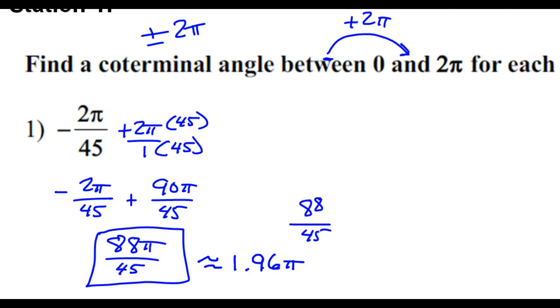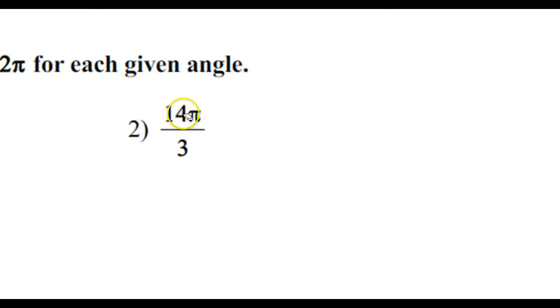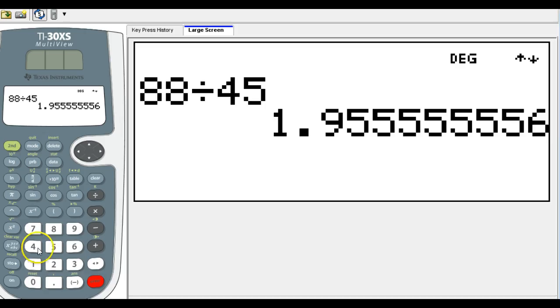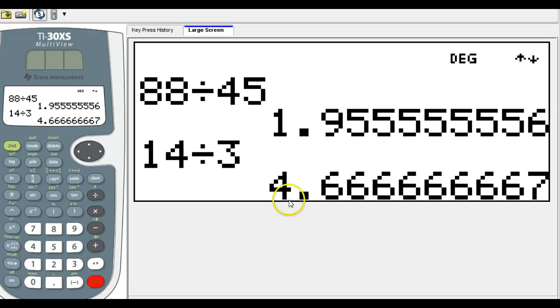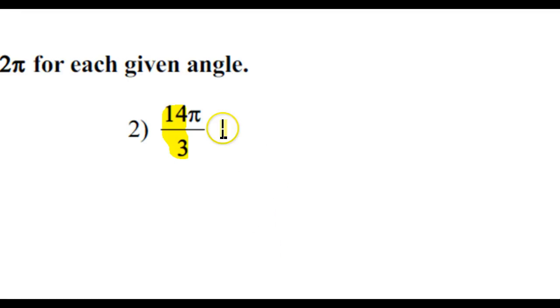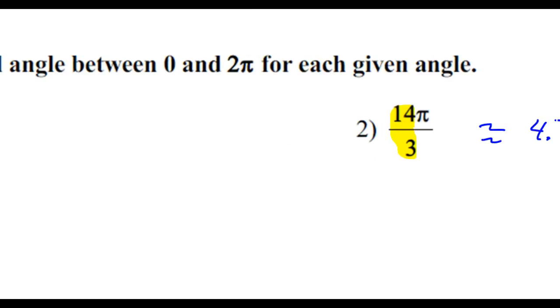Let's do one more example. Alright, this is already positive. So why do we even need a coterminal angle? Well, let's look at the 14 over 3 part. 14 divided by 3, well, that is 4.7. So this whole expression is approximately equal to 4.7 pi. So that is significantly bigger than 2 pi.